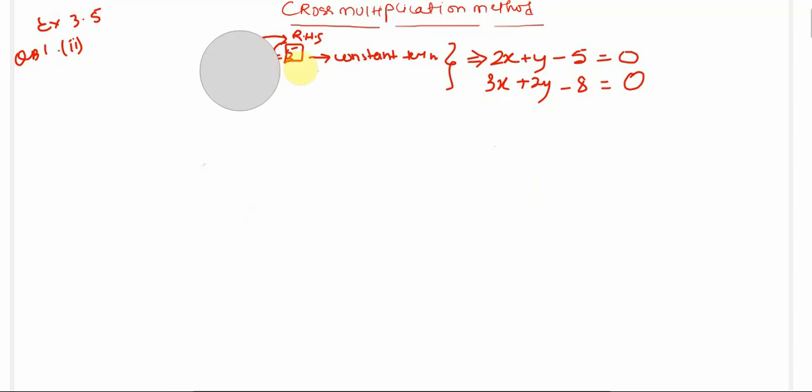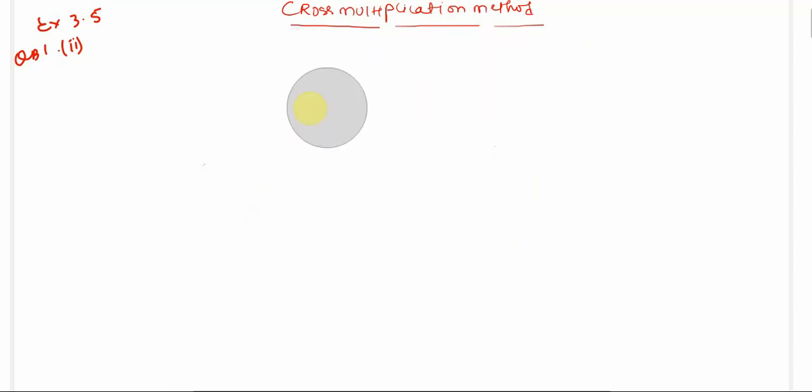So now let's start the process and learn how we are going to solve equations using cross multiplication method. So this was the question, 2x + y = 5, and the other one was 3x + 2y = 8. So this is our first equation, and this will be our second equation.